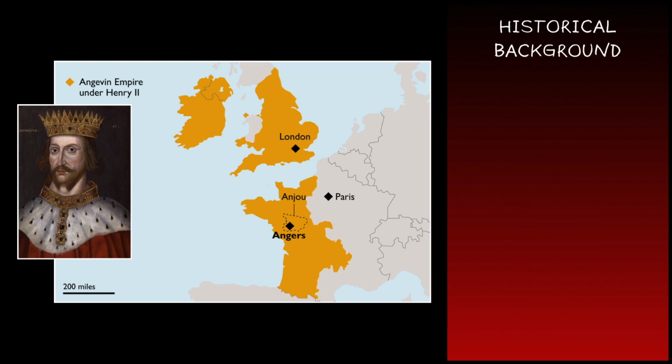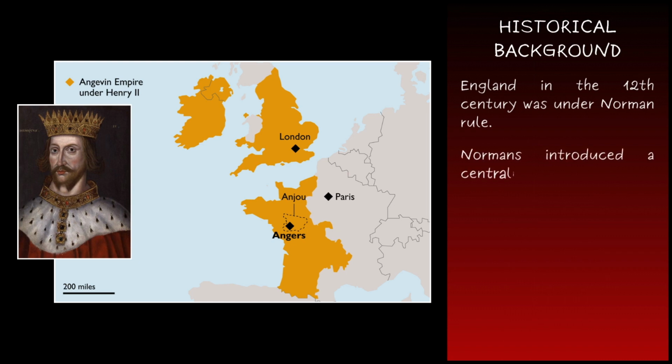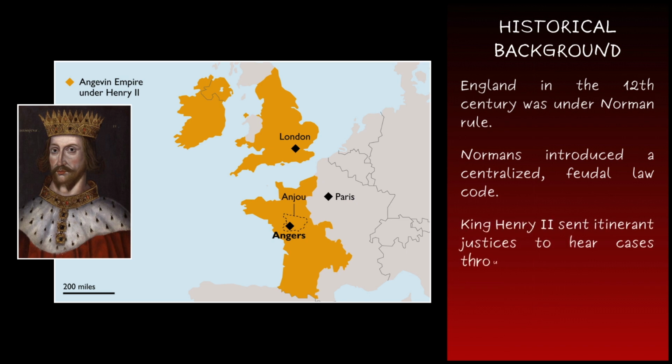First, let's look at the historical background for common law. England in the 12th century was under Norman rule, and the Normans introduced a centralized feudal law code. It was really King Henry II who sent errant judges to hear cases throughout England. And as you can see in the map, the areas in orange were under control of the Normans. Areas in what are now England, Wales, France, and Ireland.